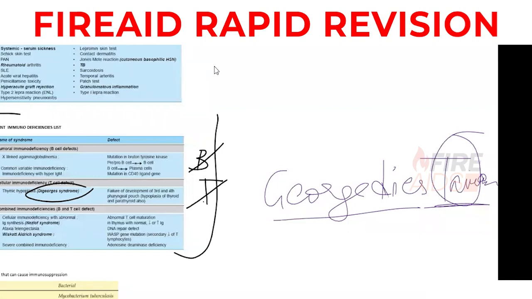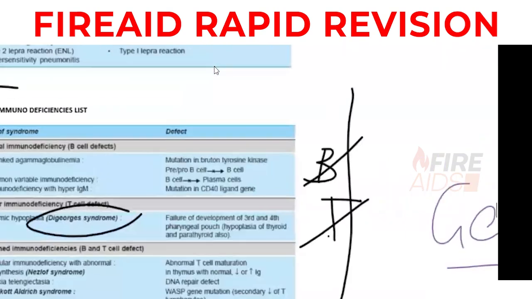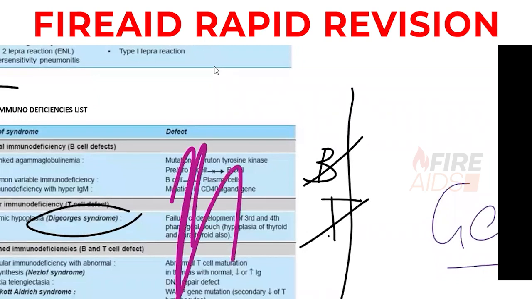So this is essential. Next is B cell. B cell defects are going to be these three. In this table, you don't have to remember the defect. All you need to know are the names of the syndromes that come under the defects. B cell defect means X-linked agammaglobulinemia, common variable immunodeficiency, and immunodeficiency with hyper IgM. This you need to memorize.